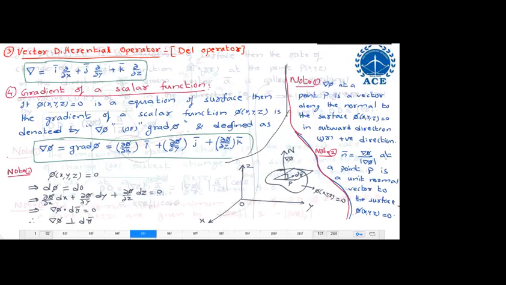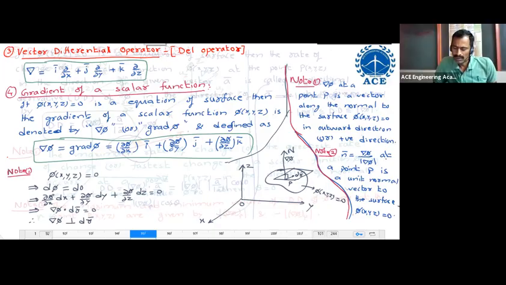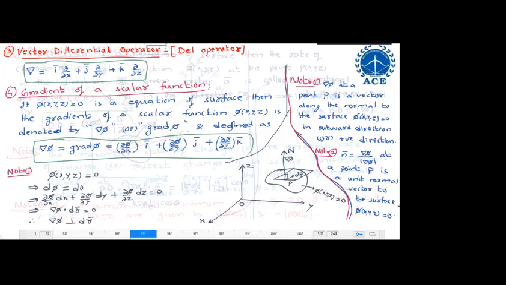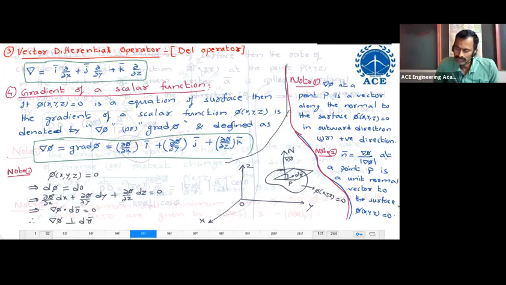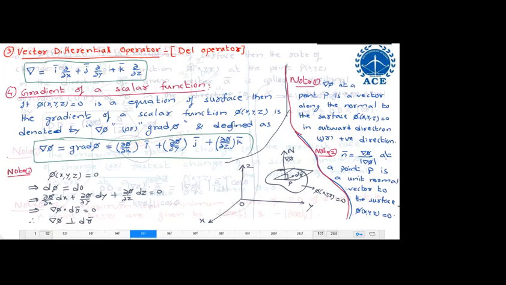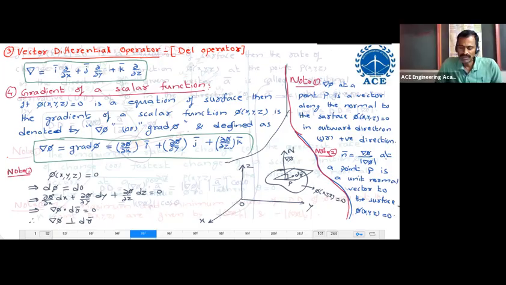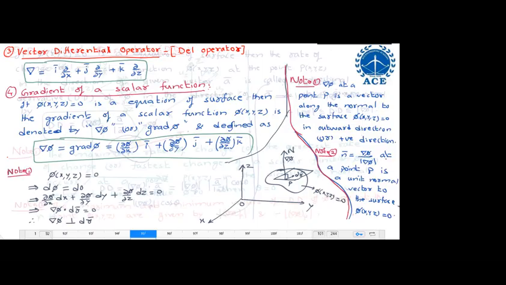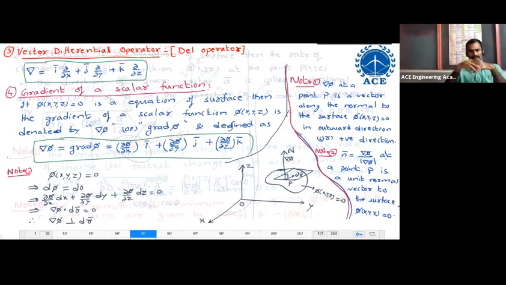Here, the diagram you wrote. Whatever plane you are taking, the surface is a curved surface. This is a 3D object, not exactly a sphere. Any surface, any object in space, an arbitrary surface. Any 3D object.